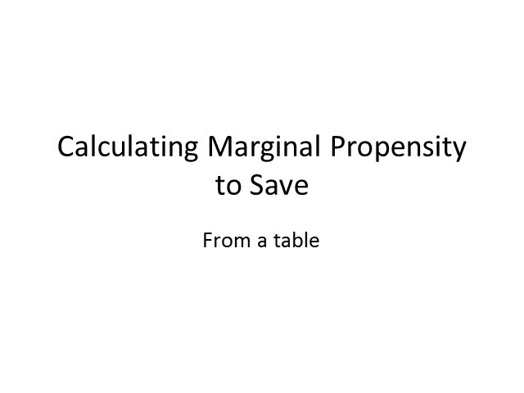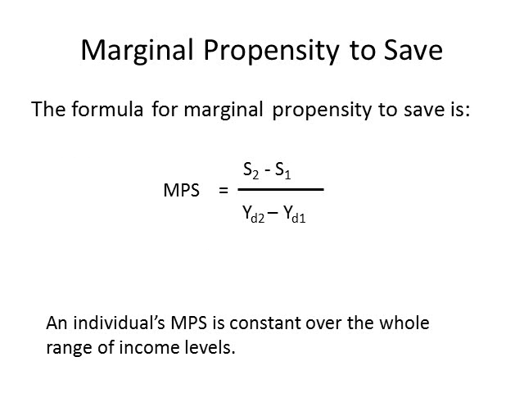Another thing that we may need to calculate from time to time is the marginal propensity to save. This little short tutorial is a review of the material that we covered in class. The formula for calculating the marginal propensity to save, or MPS, is S2 minus S1 divided by Y2 minus Y1.